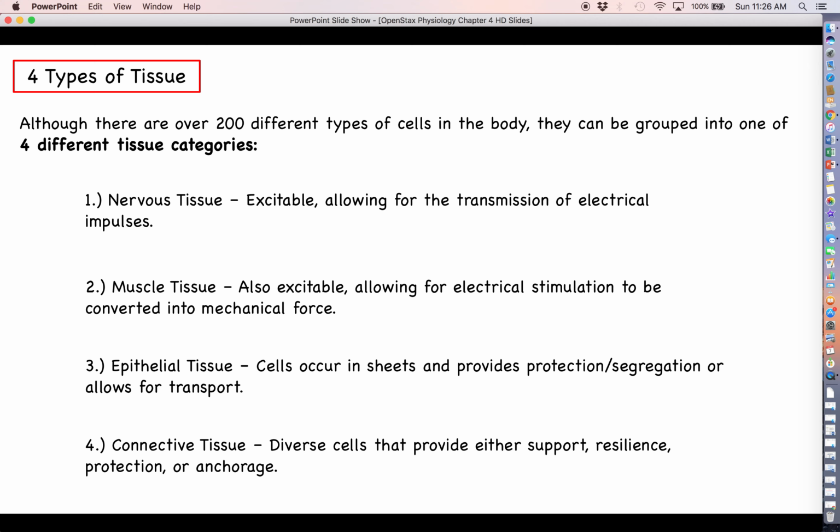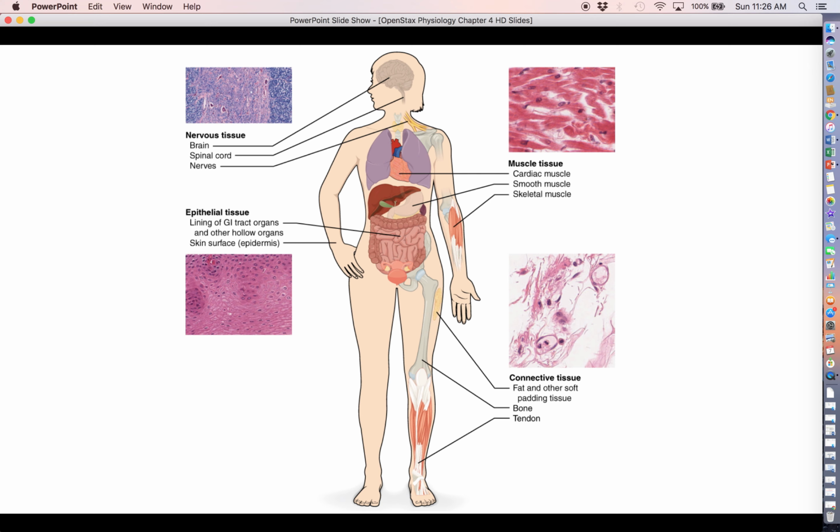And finally, the most diverse group of tissue is called connective tissue. The cells within connective tissue have many different types of function depending on what type of connective tissue you're talking about. But generally speaking, we're going to be talking about forming connections, giving support, providing resilience, or anchoring different tissues or cells in place to give them structural integrity.